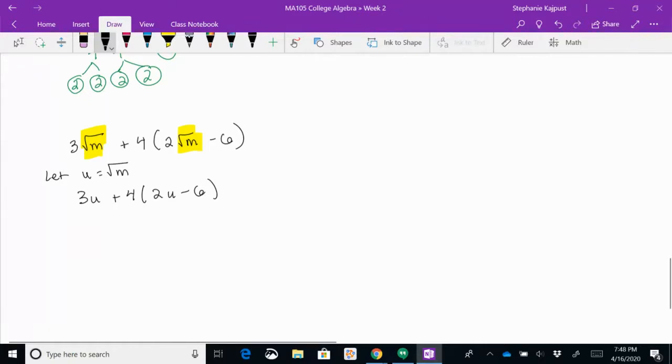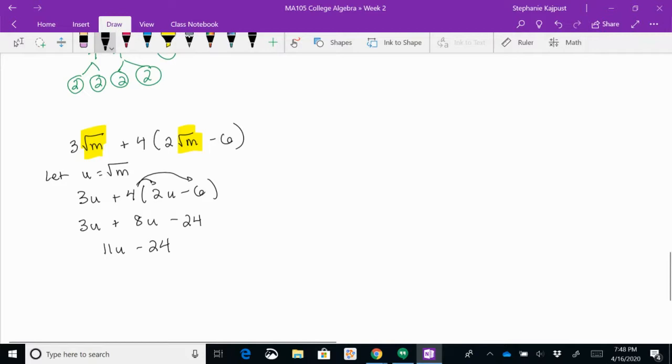So when we're simplifying here, the first thing you need to do is distribute. So we have to multiply that 4 through the parentheses. So we're going to have a 3u plus, and then you're going to do 4 times 2u. So 4 times 2 is 8, so that's 8u. And then 4 times negative 6 is negative 24. So now we can see that we have like terms. We have the 3u and the 8u, so I can combine those. 3 plus 8 is 11. So we get 11u minus 24.